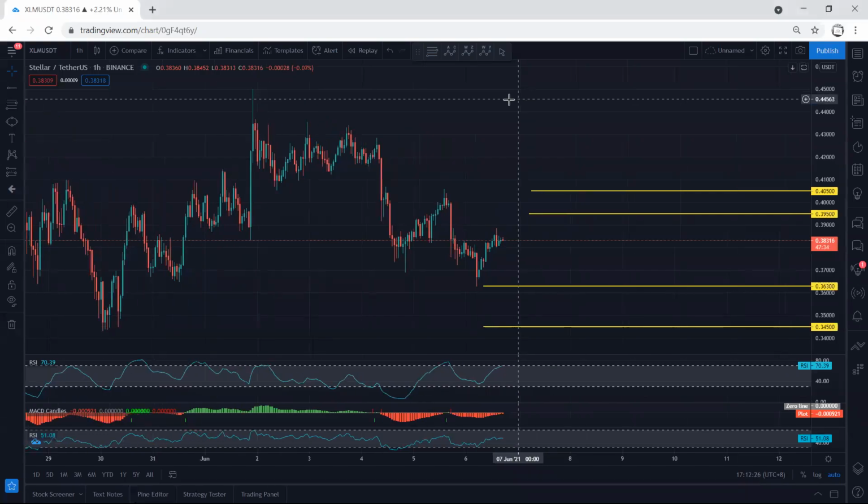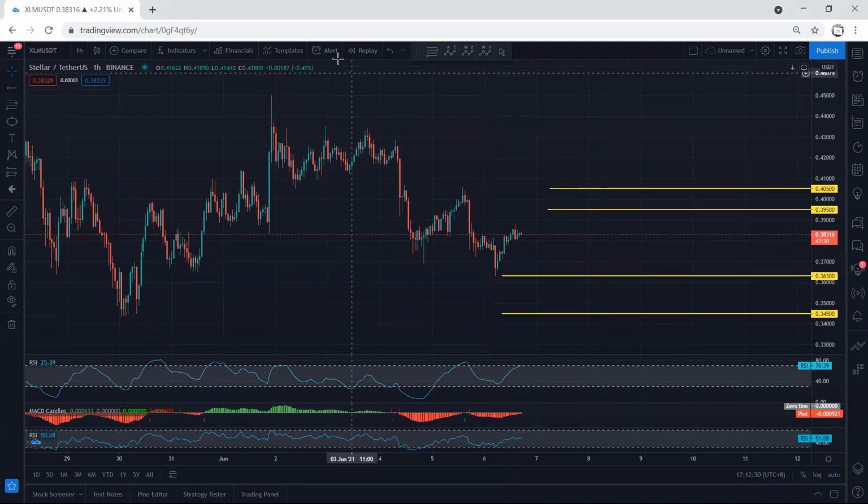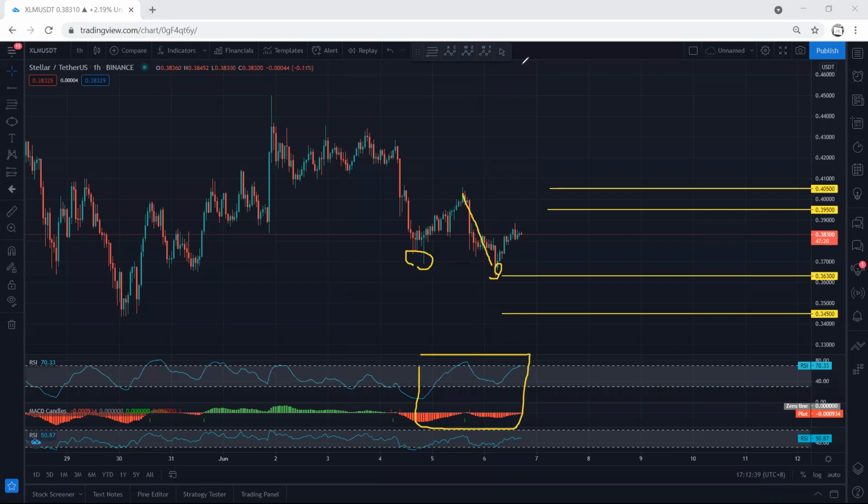XLM, we start with 1 hour chart. First of all, if we refer to our analysis in my last video, we have been looking for price to drop, and this is what we get. And we mentioned we want to see the breakout of the previous low, and exactly this is what we get, and divergence.